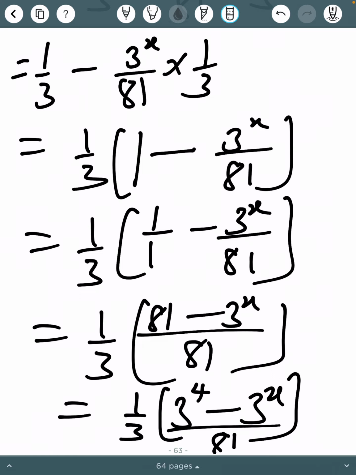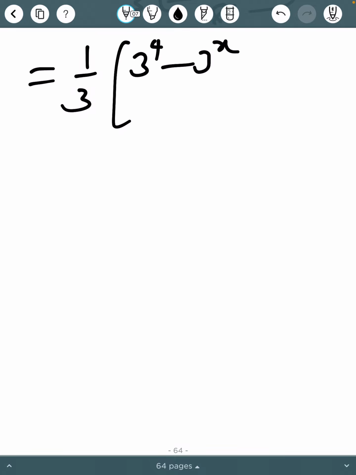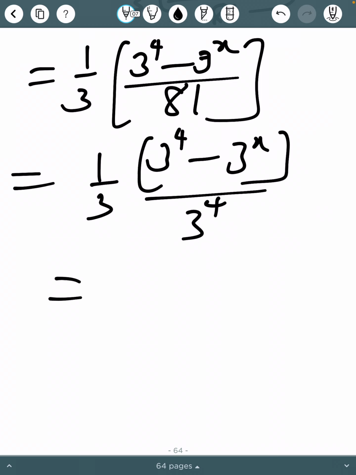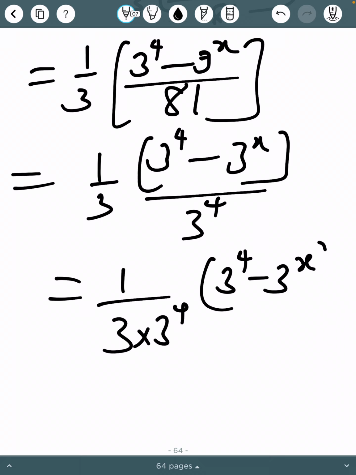I should just write 1 over 3 times 3 raised to power 4 minus 3 raised to power x over 81. And that's going to give me 1 over 3 times 3 raised to power 4 minus 3 raised to power x over 3 raised to power 4. That's 1 over 3 times 3 raised to power 4, open bracket, 3 raised to power 4 minus 3 raised to power x.